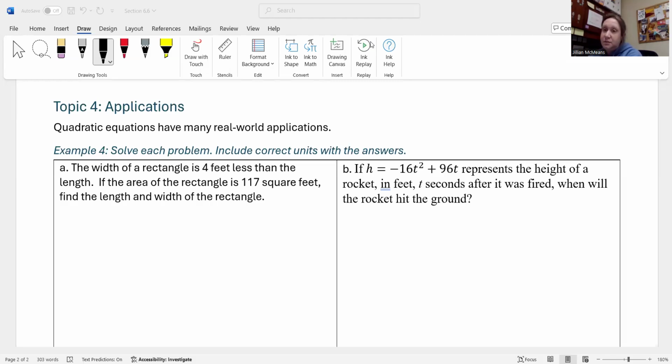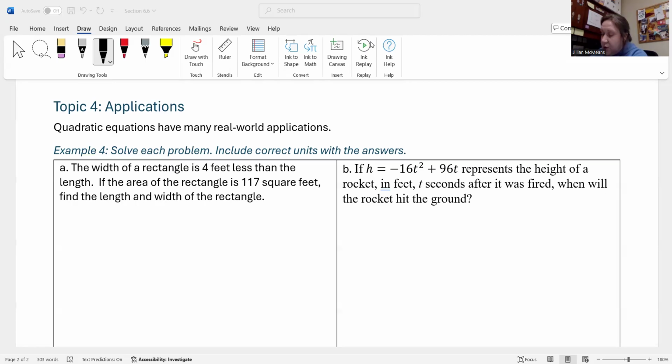Now, I've said this before in previous videos, but you're in an algebra class. Your instructor wants to see algebra. You can play around with the numbers and just sort of get lucky and come upon the answer, but I'm still going to be grading the algebra. So you have to show me the model, the equation that you're working with, and then how you solved it too. For part A, we have the width of a rectangle is 4 feet less than the length. If the area of the rectangle is 117 square feet, find the length and width of the rectangle.